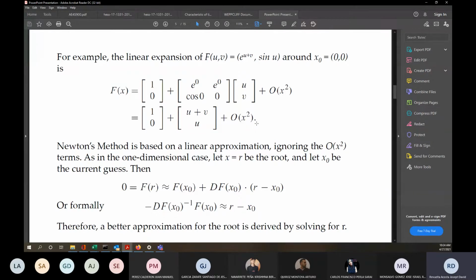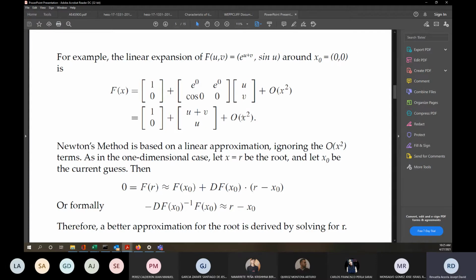As usual, the Newton method is based on a linear approximation. So if we base it on a linear approximation, we just ignore this term, because remember, the Newton method is based on a linear approximation. So we don't care about this one. We can neglect it. Say bye-bye, ciao, we don't want you. As in the one-dimensional case, in this case, instead of x, we're going to have r. Why? Because r is always symbolized as the root of the function. And let x be the current guess, the initial guess.